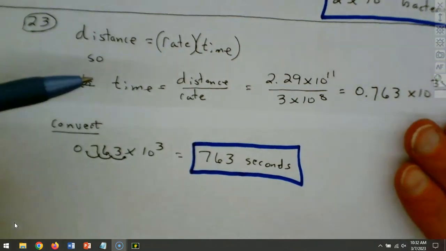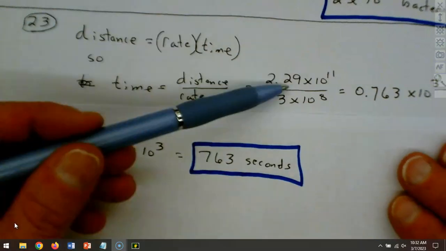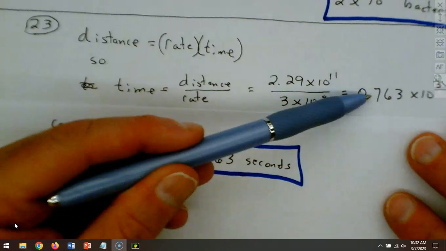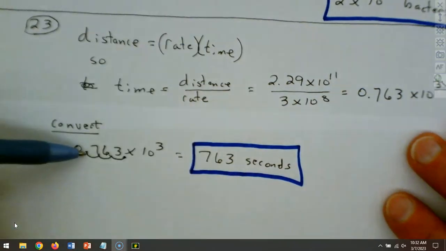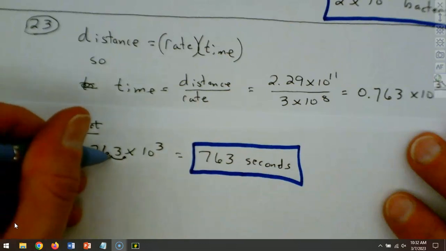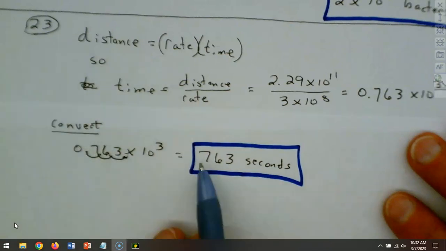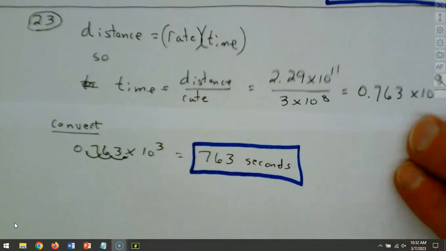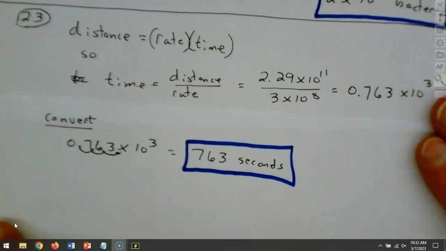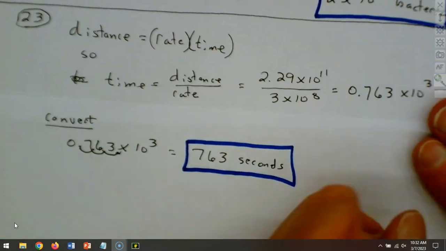And all we did here was we just simply divided. And then we subtracted our exponents. And then how do we convert this? Here's my decimal point here. So we went 1, 2, 3 places over. That gave me 763 seconds. And you can convert that to minutes, and it's between 12 and 13 minutes.